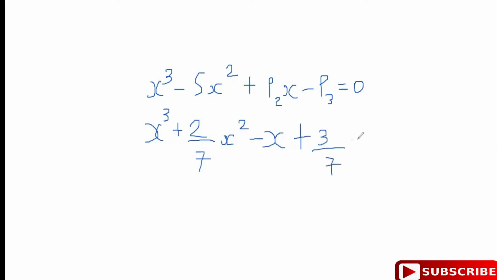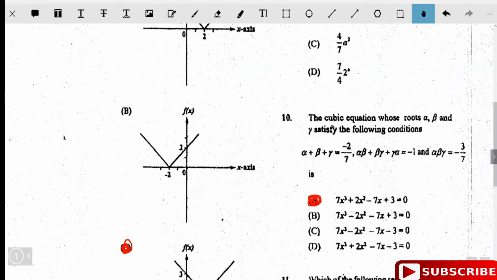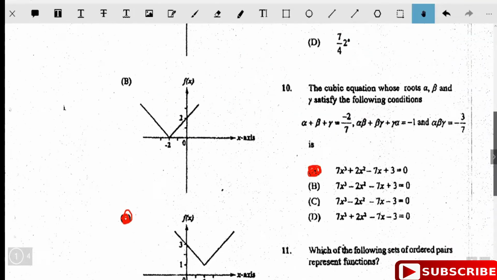The next thing to do is to multiply this equation throughout by 7 to get rid of the fractions. So getting rid of the fractions, we get 7x cubed plus 2x squared minus 7x plus 3. So yes, you were right. You all were right. It is alpha. Alpha is the answer. Alpha sounds better since it's maths.